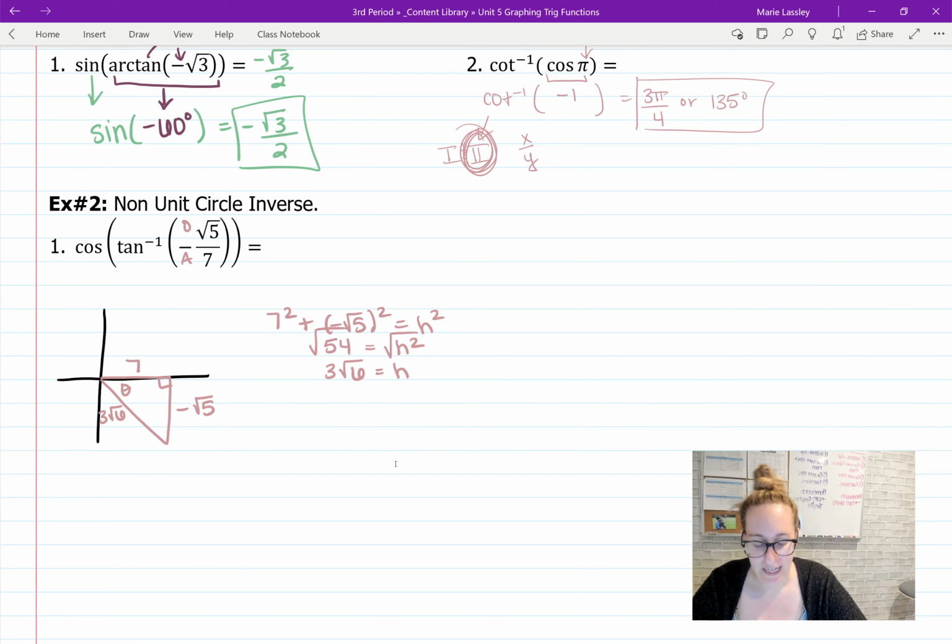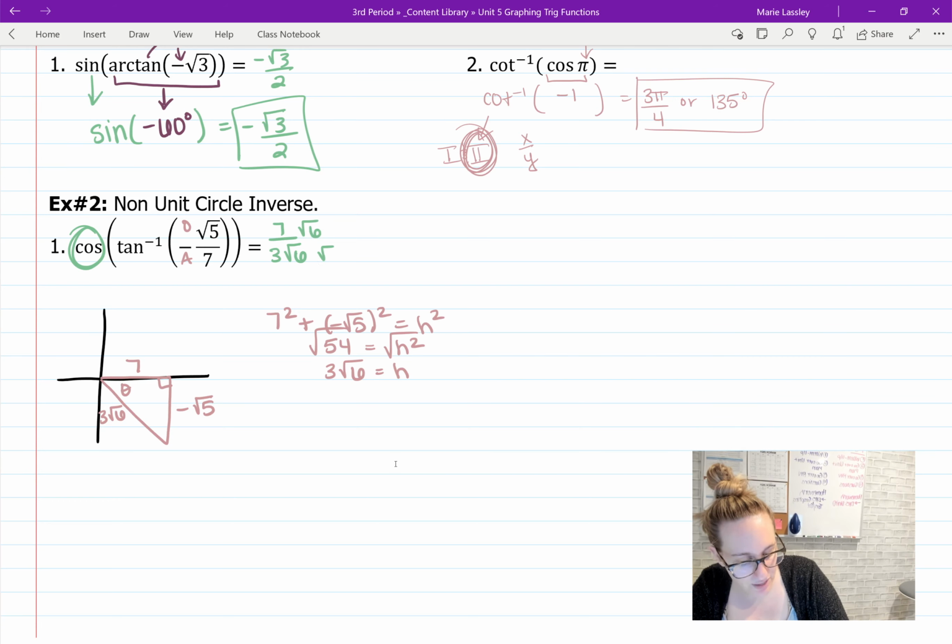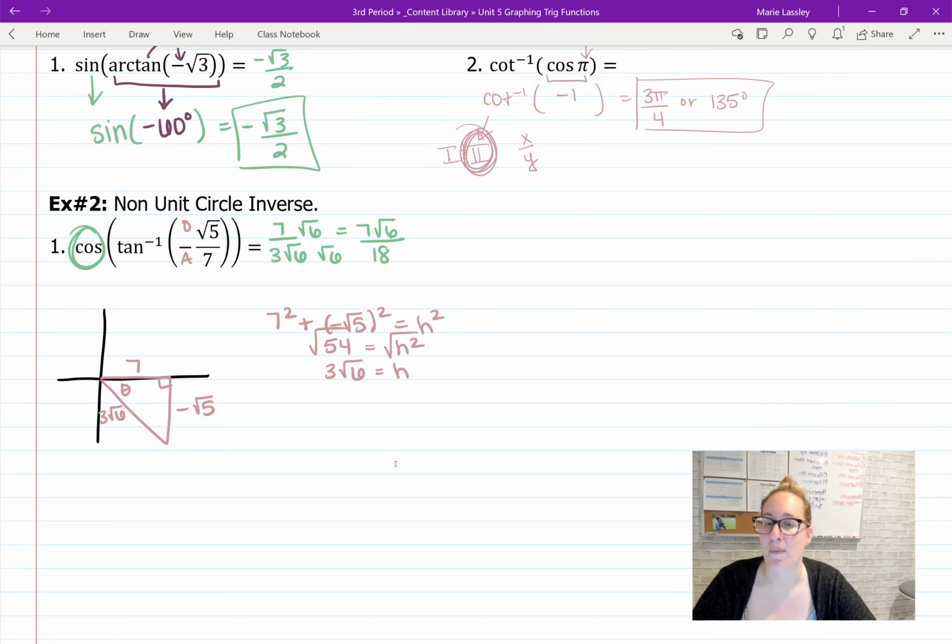All right, now I can answer the final question, which says, what is the cosine of this triangle, right? So of this angle, what's my cosine value? So cosine is adjacent over hypotenuse, so 7 over 3 root 6, multiply top and bottom by the square root of 6 to rationalize, and I have 7 square root of 6 all over 18. That is my final answer to my problem. So that is the cosine of the triangle with this tangent value.